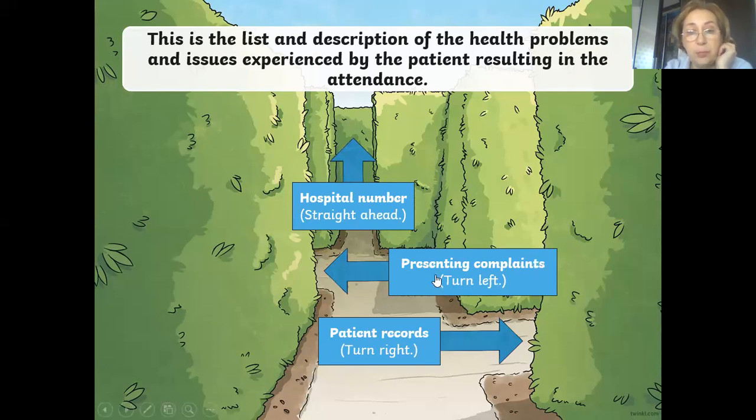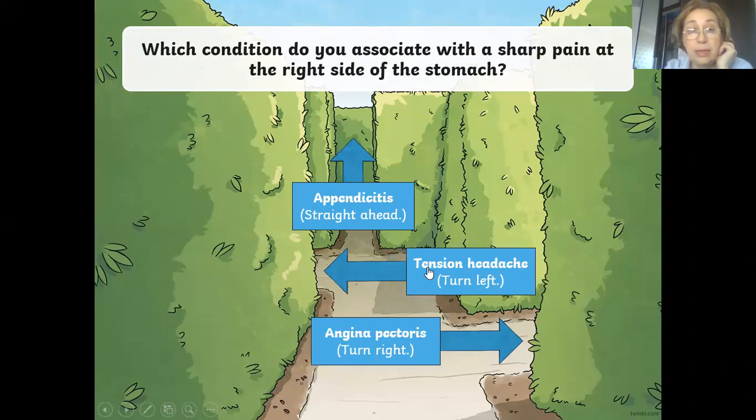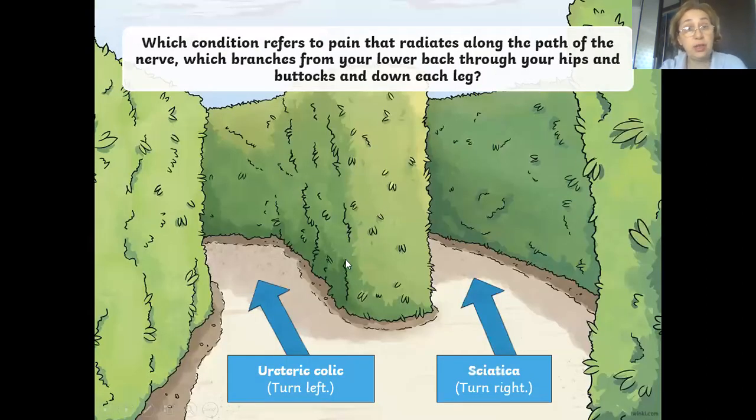It's not patient records. Presenting complaints. Yes. Which condition do you associate with the sharp pain at the right side of the stomach? Is it appendicitis, tension headache, or angina pectoris? Sharp pain, appendicitis. Right. Which condition refers to pain that radiates along the path of the nerve, which branches from your lower back through your hips and buttocks and down each leg? Is it ureteric colic or sciatica?